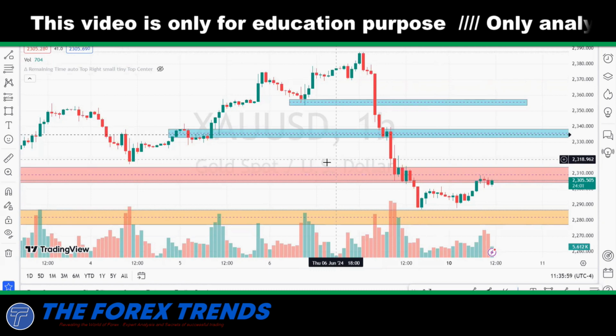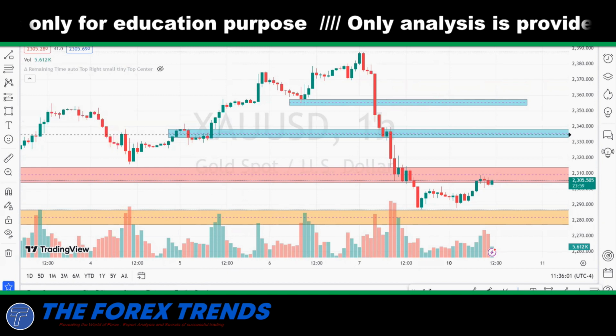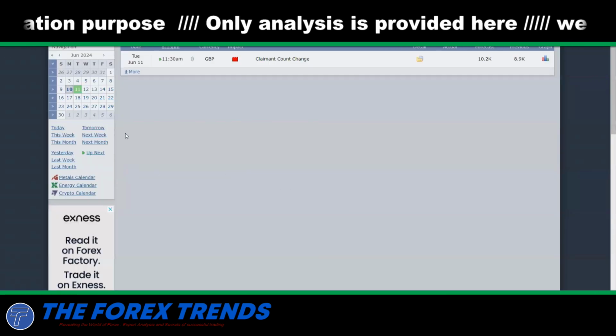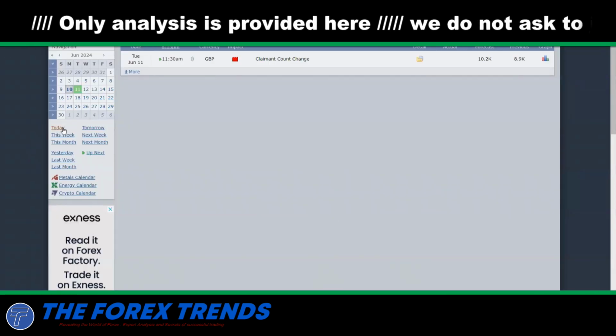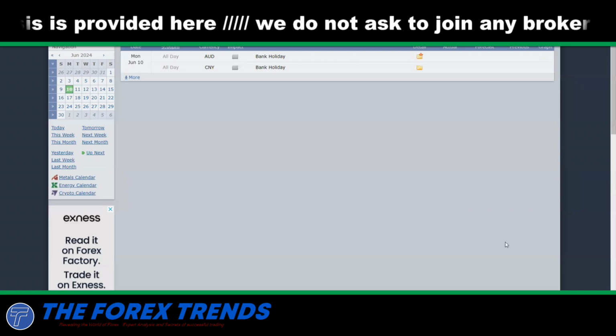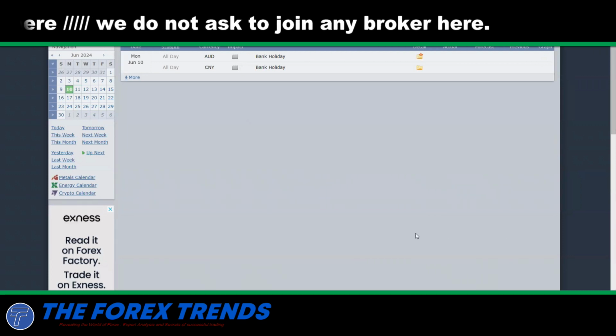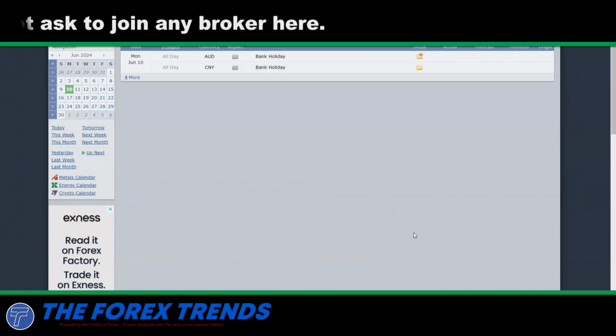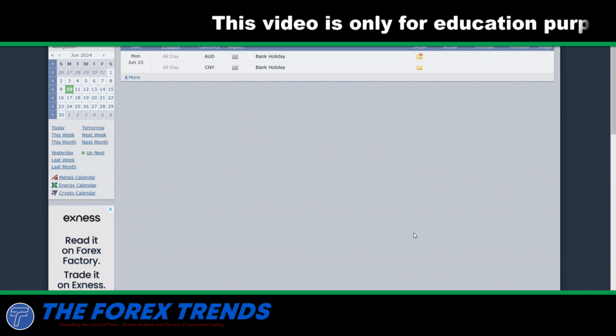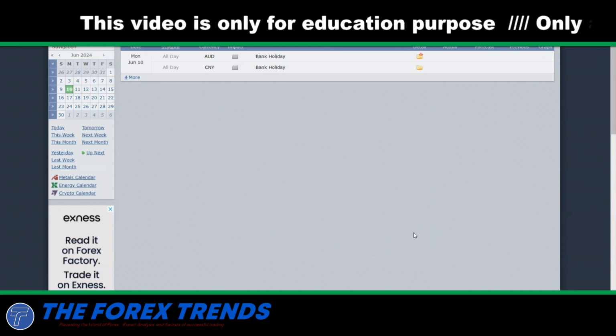All right, let's have a look at the economic calendar first. As we know, today there is a bank holiday in Australia and China. That's why you will see some less volatility and less movement in the market.